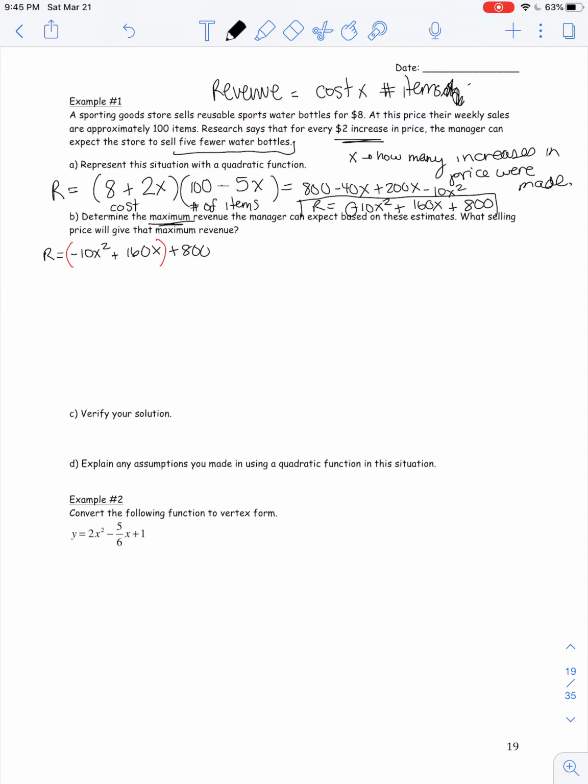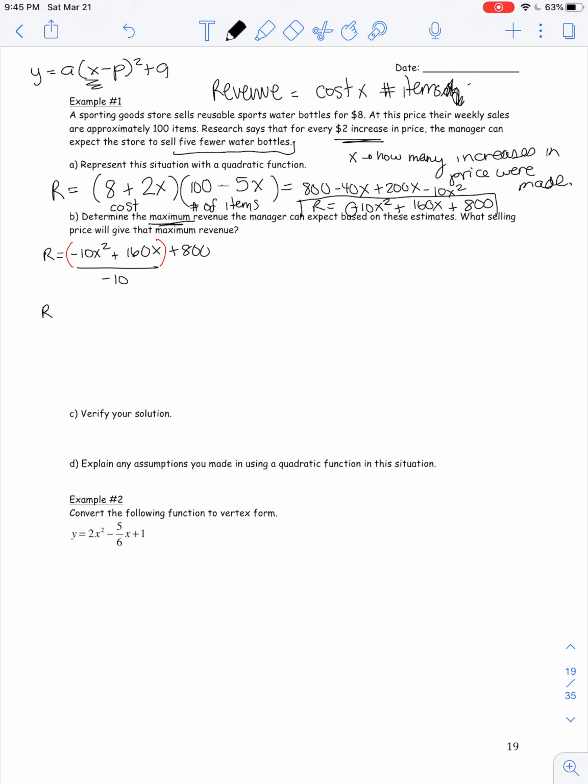The next thing we're going to do is something slightly different. We have to get rid of our a value, because in vertex form, we always have a(x - p)² + q. There should never be anything in front of x², and in this case, we have a negative 10. So we're going to have to divide out this negative 10 in front of x² from both of those numbers in the brackets.